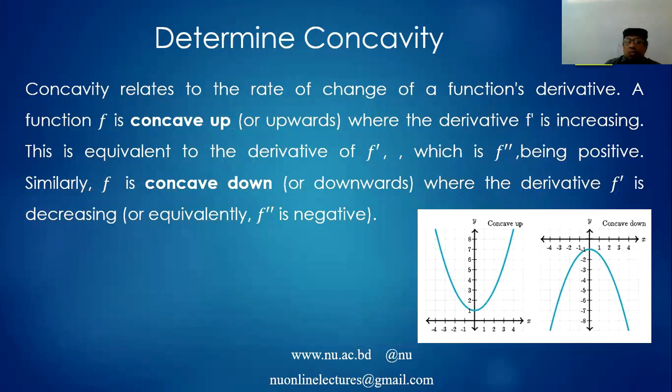Similarly, f is concave down. For concave down, the derivative f prime is decreasing, and equivalently, the second derivative is negative. So for concave up, f prime, that is the first derivative, is increasing, and the second derivative is positive. And for concave down, f prime is decreasing, f double prime is negative.